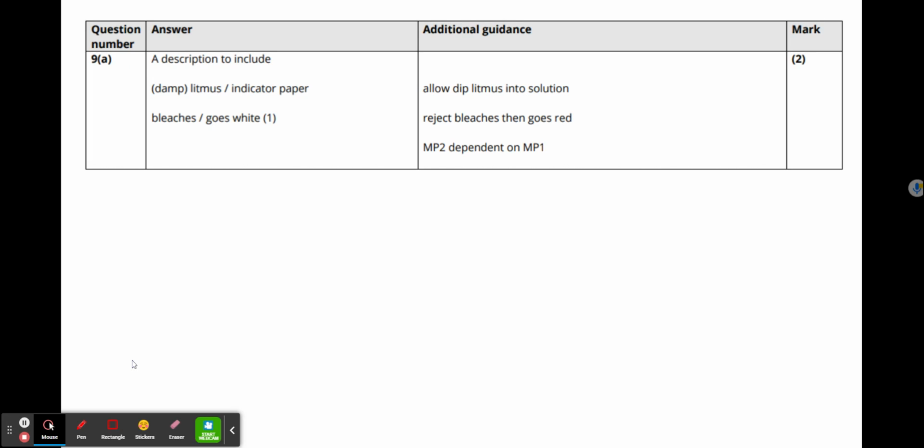We're looking for using damp litmus or indicator paper, or just indicator paper. What will happen is it bleaches it. It goes white. So we've got to be careful with this, not to confuse this with some of the other tests, like limewater for carbon dioxide, or the squeaky pop hydrogen test using a lit splint.